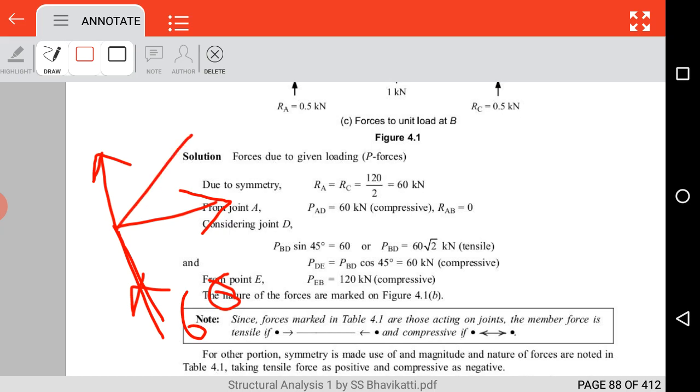Since there is no inclined member, the load will not be distributed over here, so there will be no load. Only 2 members are there. Since the horizontal reaction is 0, this member has 0 force, and the member opposite our reaction carries 60 kilonewton. So it will be the compressive force.